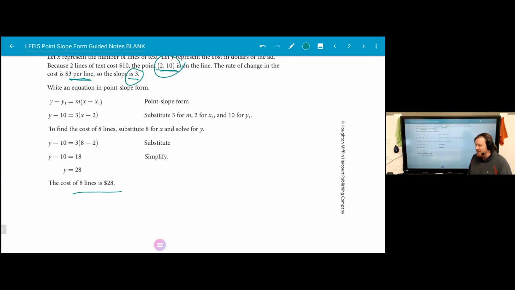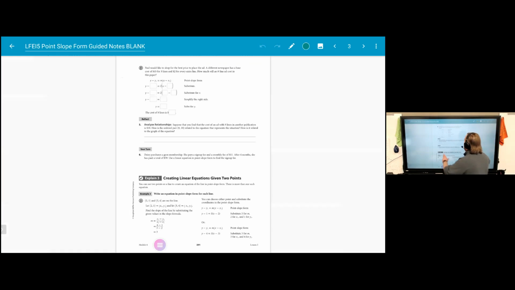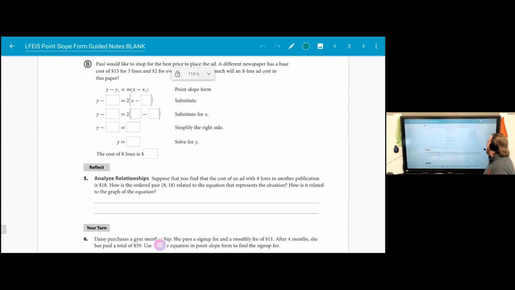Okay. I mean, it's okay. Let's go through another one. Paul would like to shop for the best price to place the ad. A different newspaper, that's that thing that unfolds and you read it, it's printed. Anyway, a different newspaper has a base cost of $15 for 3 lines and $2 for every extra line. Well, X is still lines, so 3 lines cost $15 and it's $2 per line.